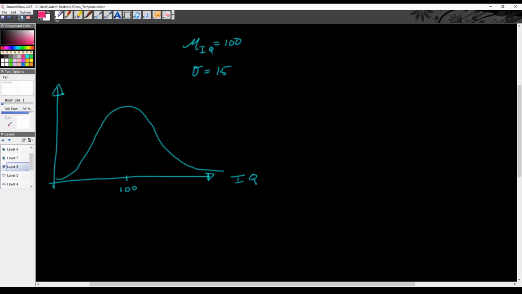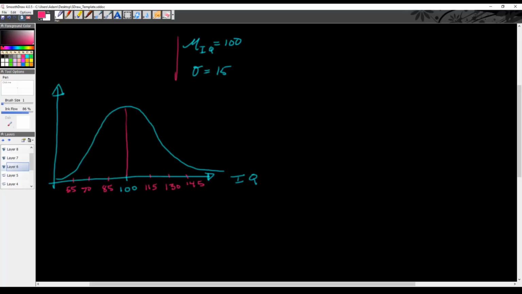So if I go 1 standard deviation to the right, I get 115. If I go 2 standard deviations to the right, that would be about 130, 145, and then lower and lower probabilities for values greater than 145. To the left, 100 minus 15 would be 85. 85 minus 15 would be 70, and then 70 minus 15 would be 55. And then if I go to the left of that, I get lower and lower likely values.